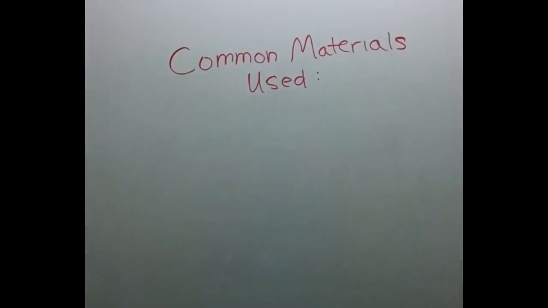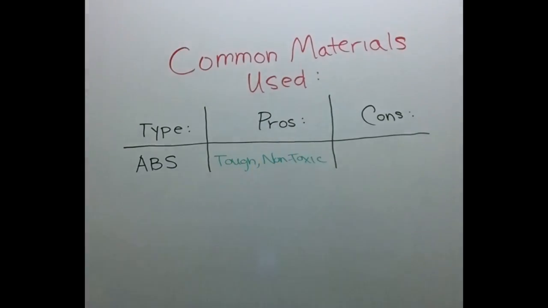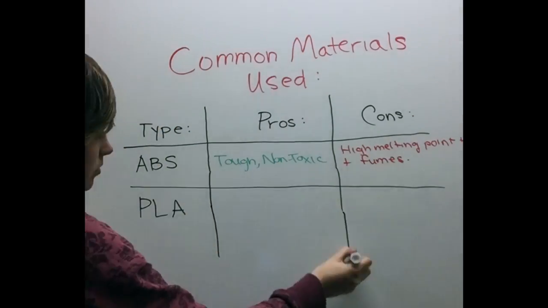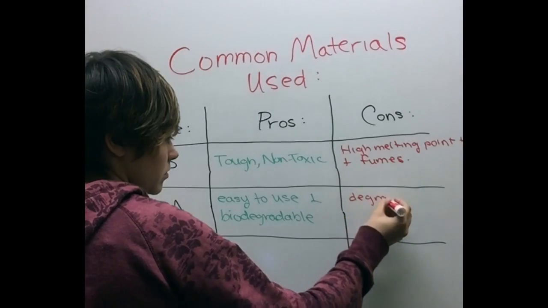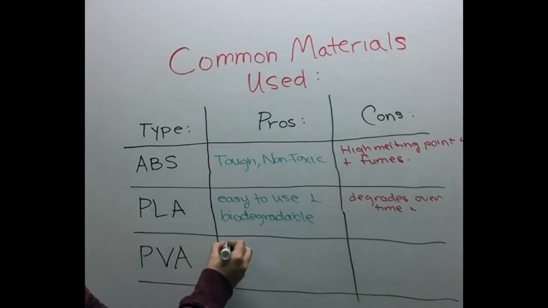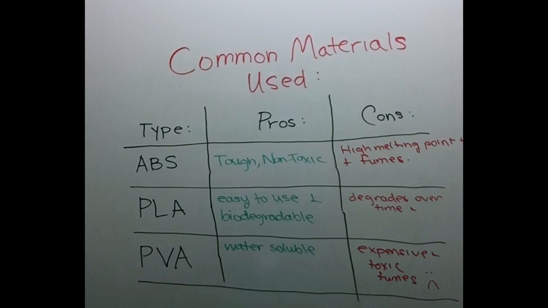3 common materials used in 3D printing include ABS, which has the strength of being tough, yet conversely requires a high melting point and produces unpleasant fumes. The second is PLA, which is biodegradable and easy to print with, yet lacks in its formability against age, given its degradable nature. PVA is the third and is water-soluble and easy to print with, yet expensive and produces toxic fumes.